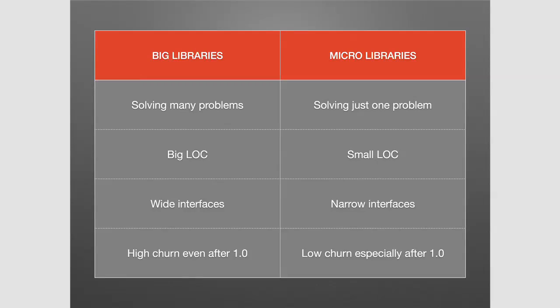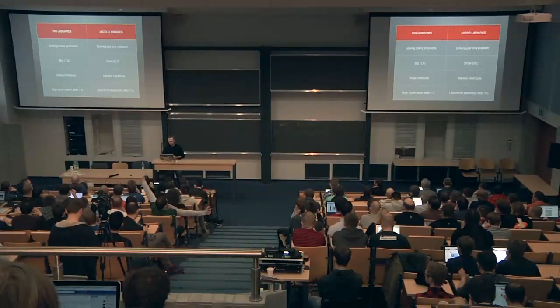Next thing is wide interfaces. Big libraries, since they support lots of stuff, have very wide interfaces that might be even confusing to use. Whereas micro libraries are very focused. They have very narrow interfaces that are easy to use and pretty obvious. And the last thing is the high churn metric. Big libraries tend to change a lot. Churn represents how often code in a given library is being changed. And in the case of small libraries, it doesn't happen very often, especially after reaching the magical 1.0 version.